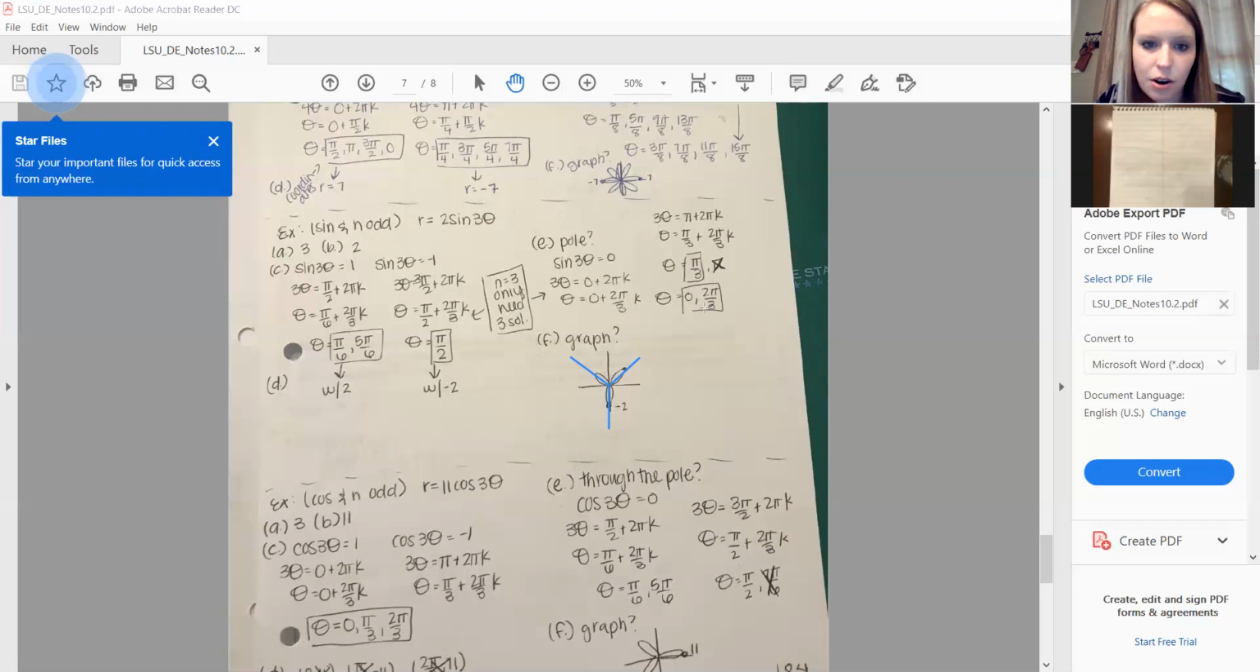And then just going over it, where does it go through the pole, which means where are the dimples? That is when sine equals 0. So 0 plus 2 pi k. Divide by 3, we got 0 plus 2 pi over 3. So that gives me 0 and pi over 3. It also happens at pi. So pi over 3 and 2 pi over 3 gives me pi over 3 and pi, but I only need 3 of them. So you use the 3 smallest.